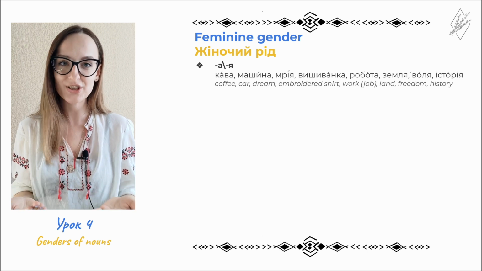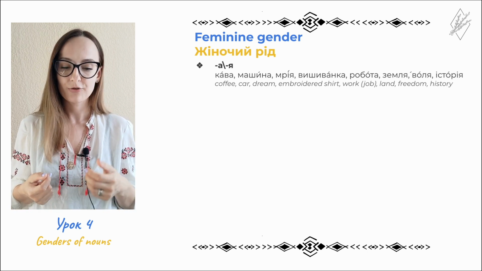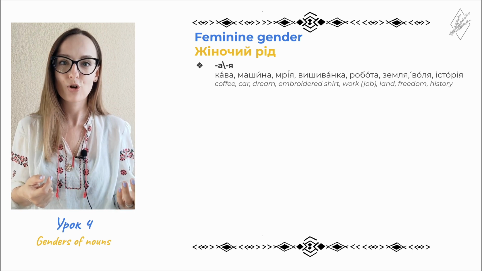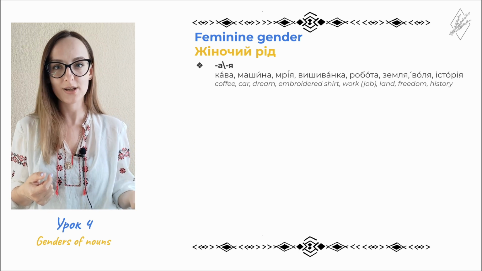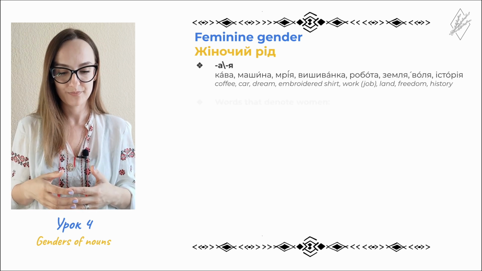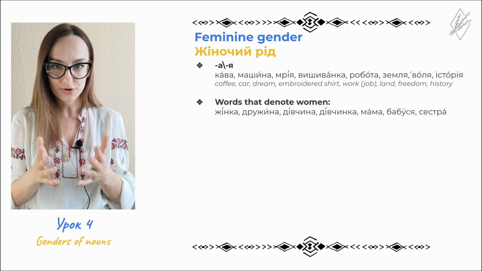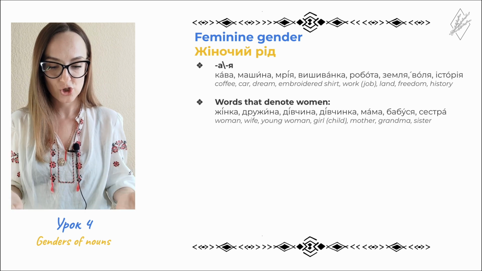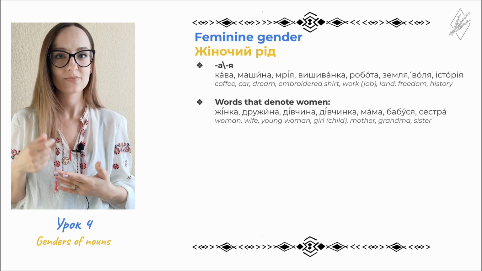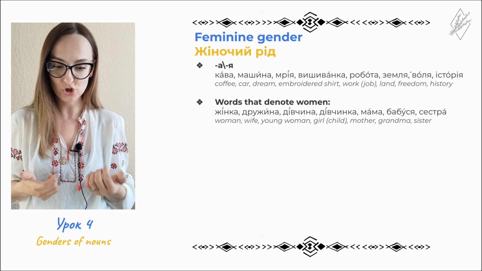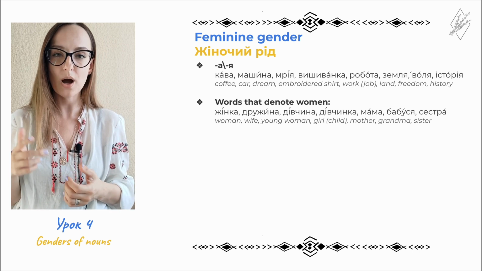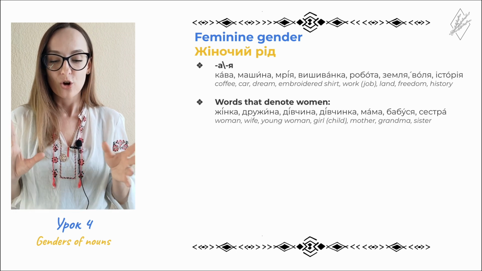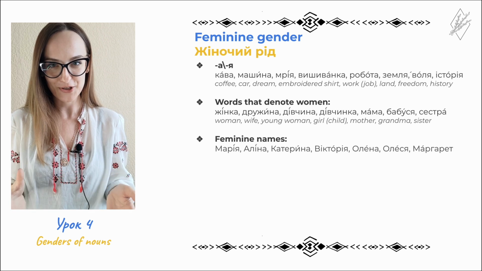Кава, машина, мрія, вишиванка, робота, земля, воля, історія. They're all feminine. Also, of course, all the words that denote women will be feminine. Жінка, дружина, дівчина, дівчинка, мама, бабуся, сестра. They are feminine. Of course, feminine names will be feminine words.